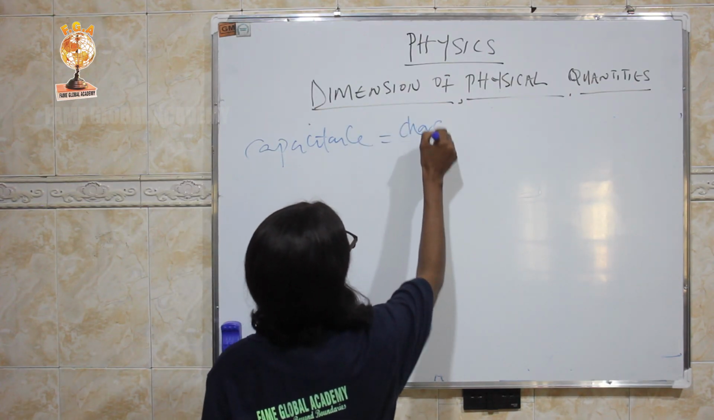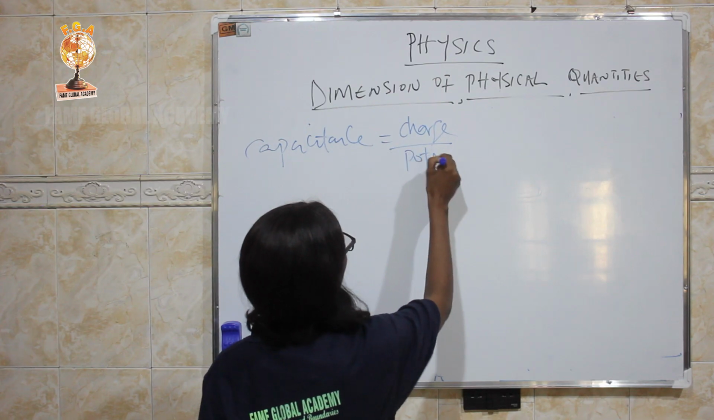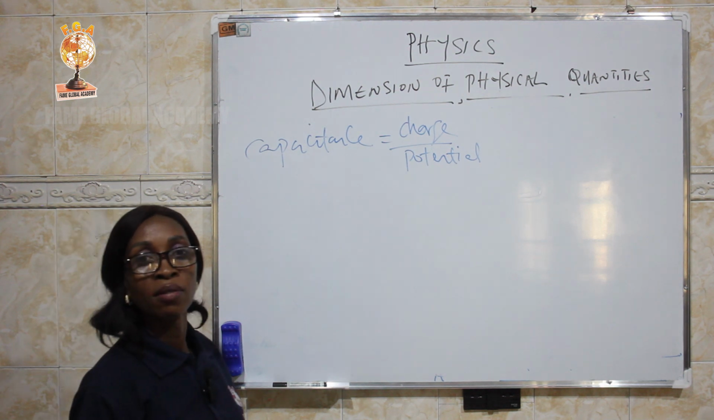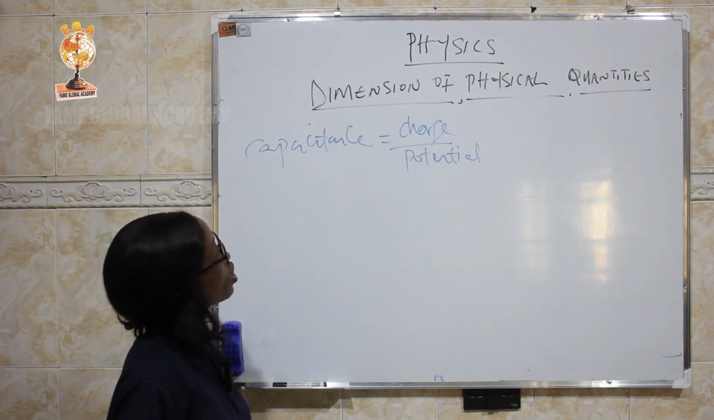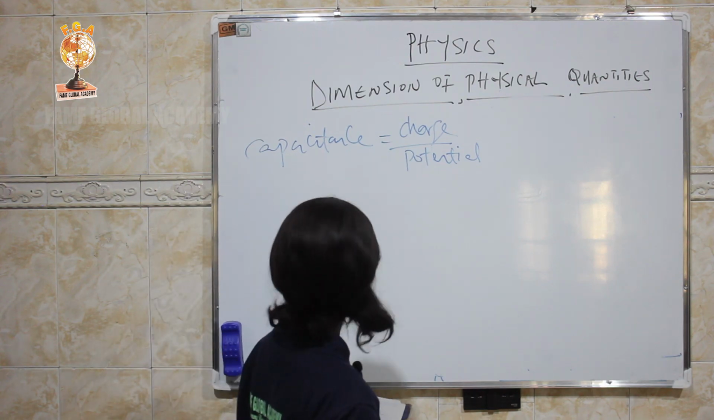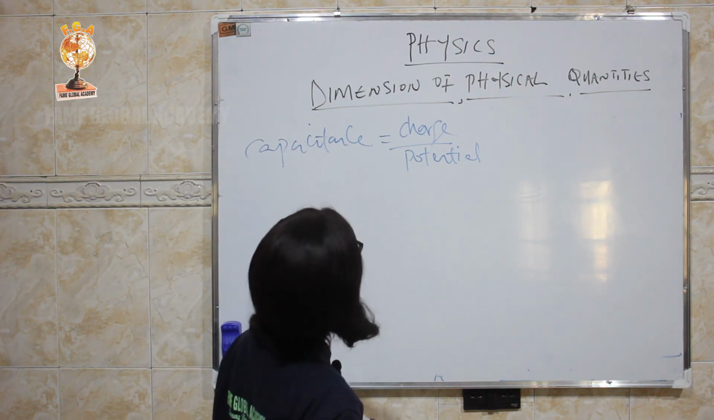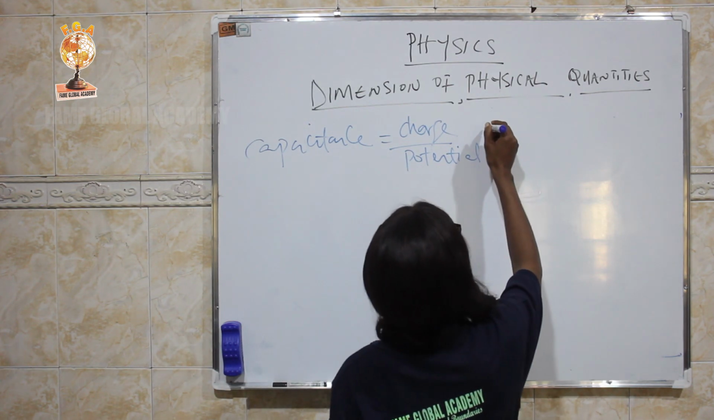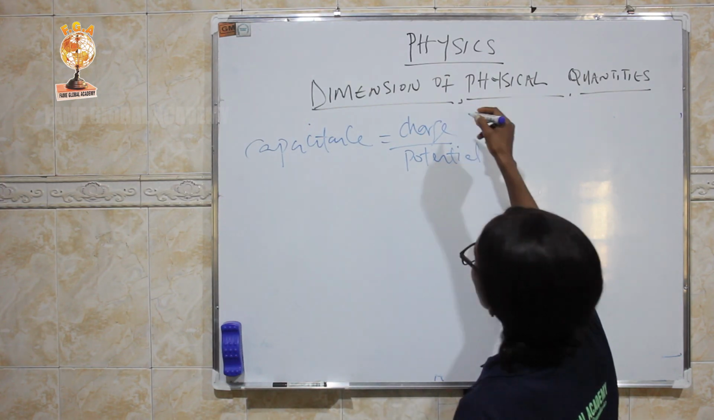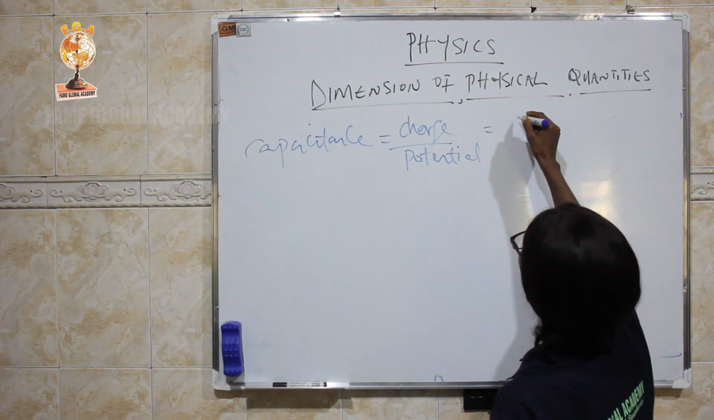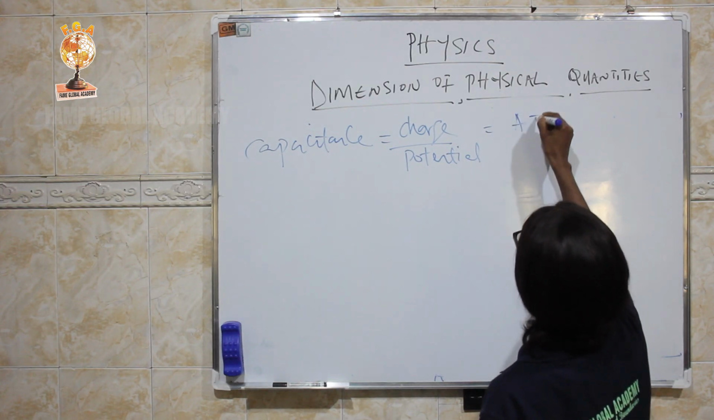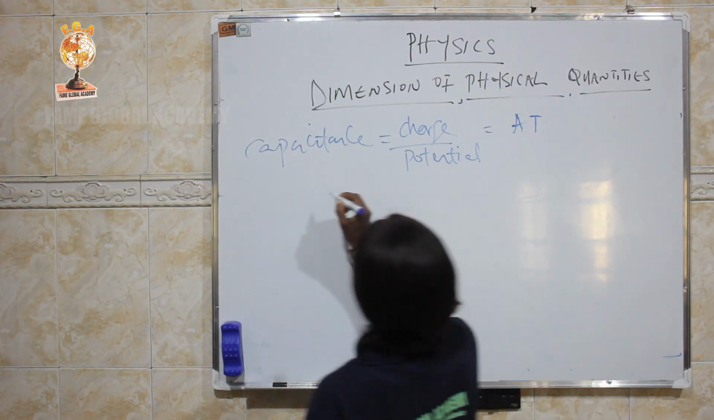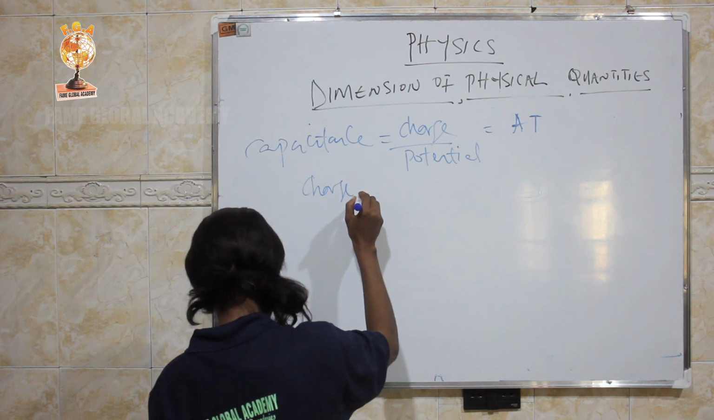Capacitance is charge over potential. This is the formula for capacitance. I remember we said charge is AC. We did before, we said charge is AC. And let's break it down. What is charge?